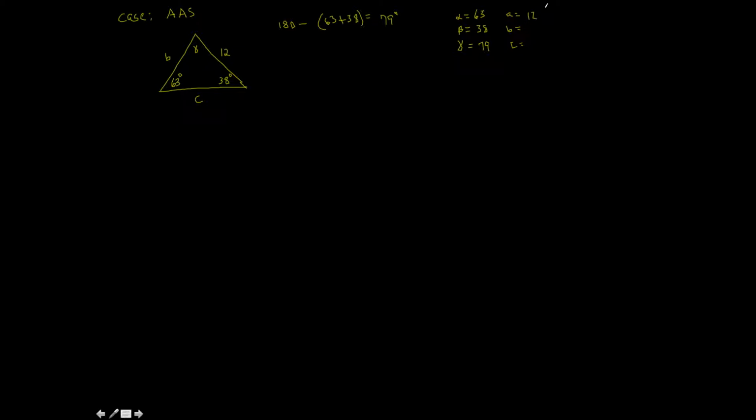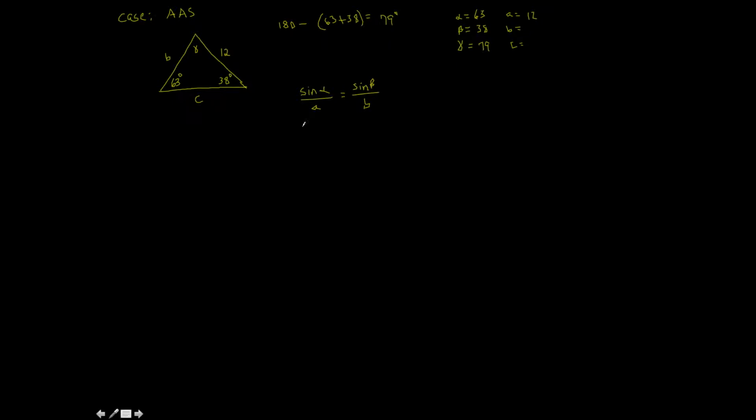So now what are we going to do here? Hopefully you learned from the last problem. We're going to take our law of sines, and I would solve for B first, then do the law of sines again to solve for C. So the sine of alpha over A equals the sine of beta all over B.